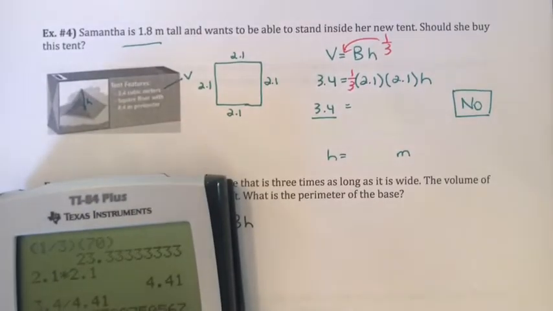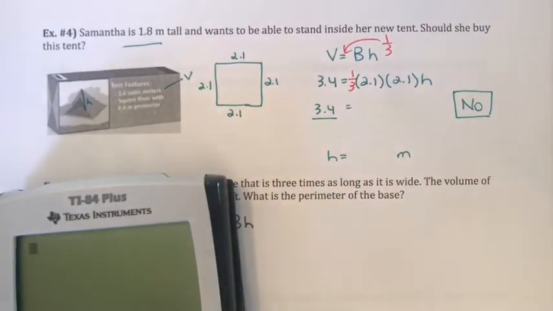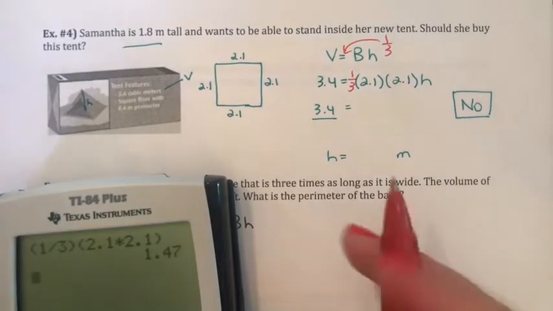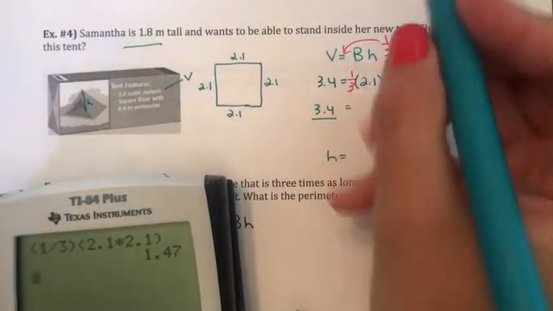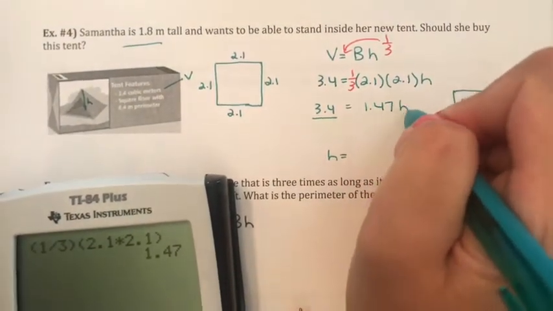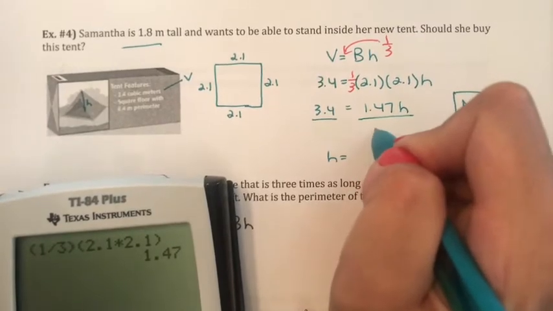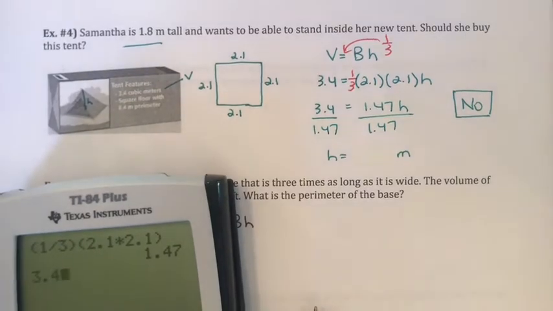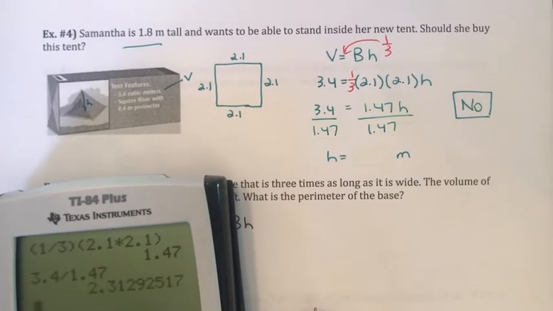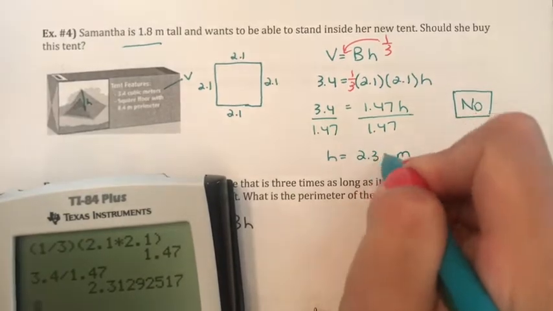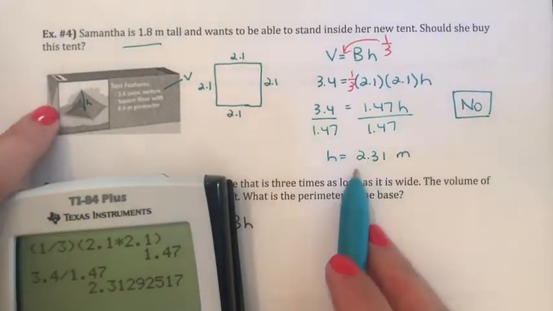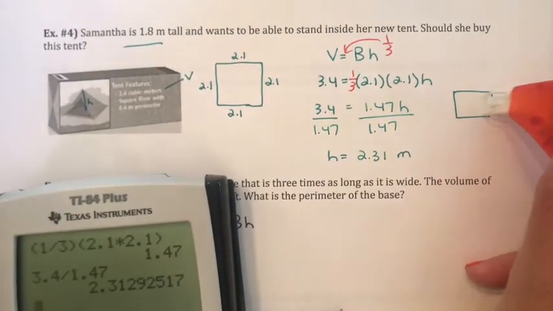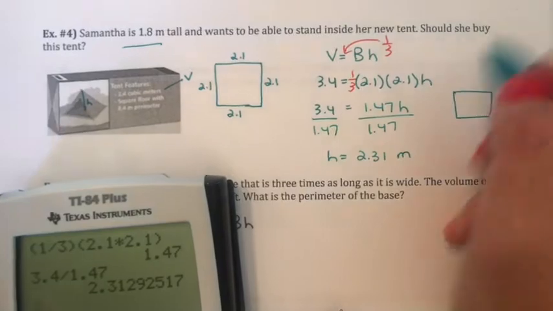All right, so I'm gonna go back up to this step over here. 1/3, 2.1 times 2.1. I have 1.47 H. Now we can get H by itself. Let's see what happens. 3.4 divided by 1.47, 2.31. So if the tent is 2.31 meters tall, then in that case, yes, she will be able to stand inside. Totally changed our answer.